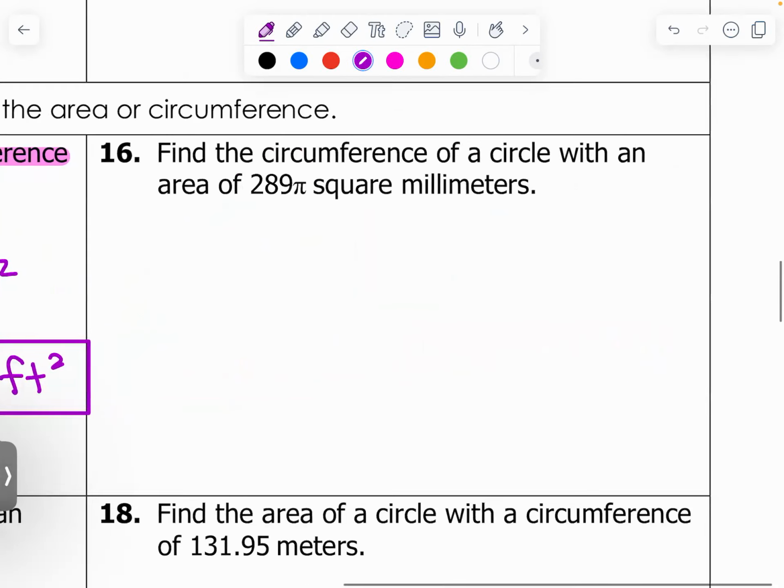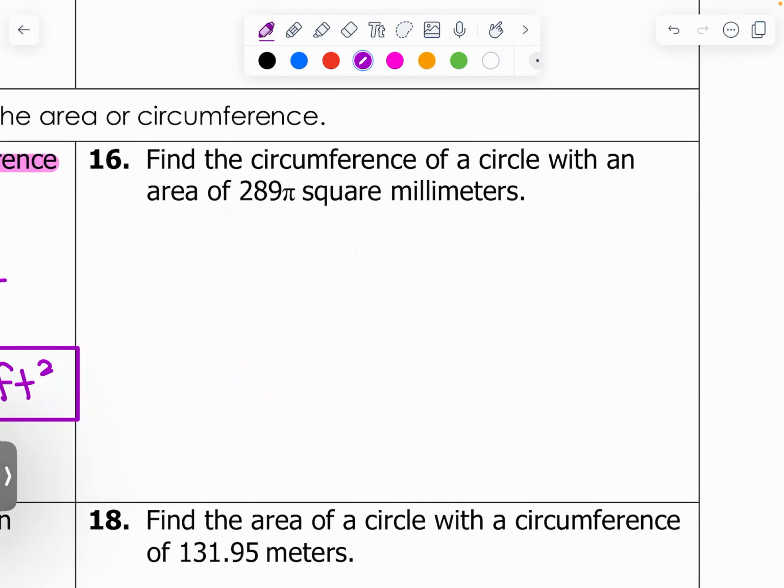Okay, now this one we work backwards. Find the circumference if the area is 289 pi square meters. So this is what I want you to do. Step one, what do we need to find? Find the radius. So please use the fact that the area is 289 pi square meters. And I want you to find me the radius and stop. I'll tell you, it's a nice number.